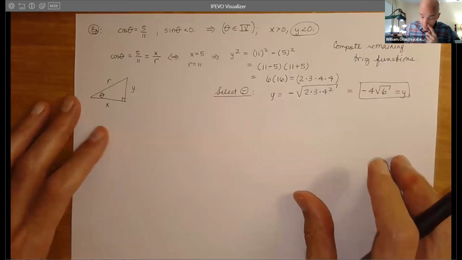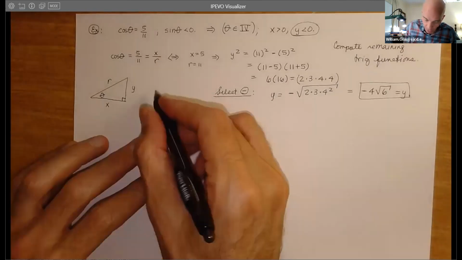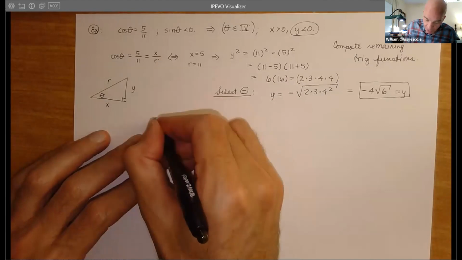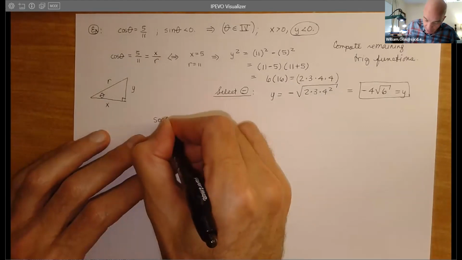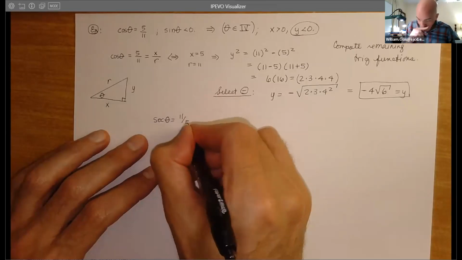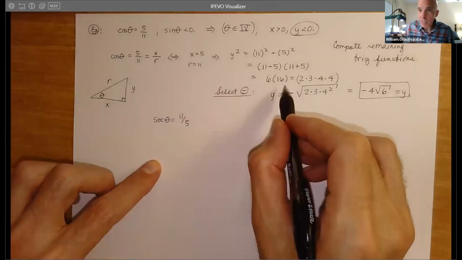So when you look at this, you're thinking, okay, well, we're good to go. So we've got cosine is 5 over 11. So secant, let's do the easy ones. Secant theta will be the reciprocal, 11 over 5. So you're thinking, is this any different from what we did before?